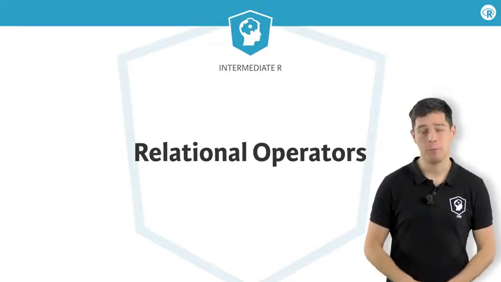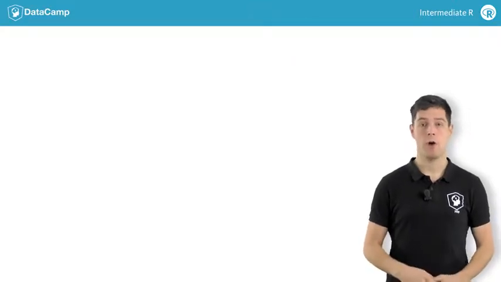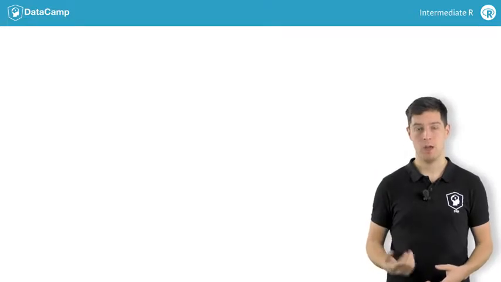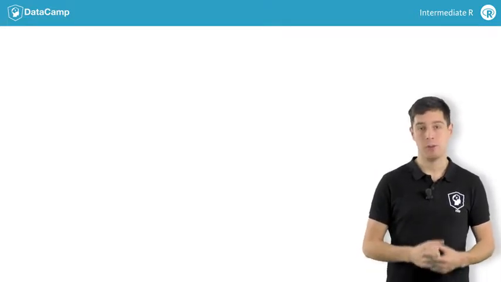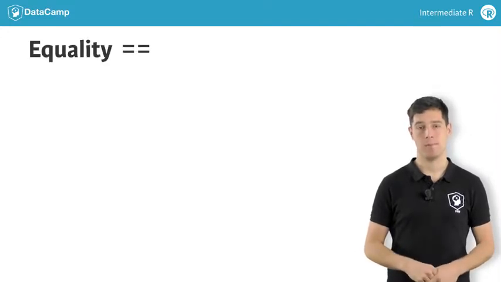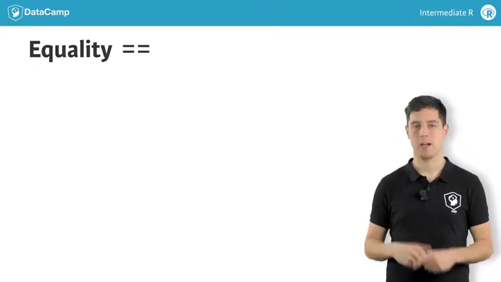Next stop on our trip through the wonderful world of R, relational operators. Relational operators, or comparators, are operators which help us see how one R object relates to another. For example, you can check whether two objects are equal. You can do this by using the double equal sign. We can, for example, see if the logical value TRUE equals the logical value TRUE. Let's try this out in the console.